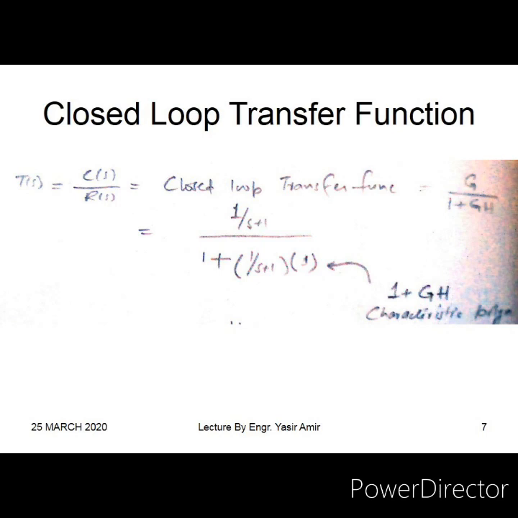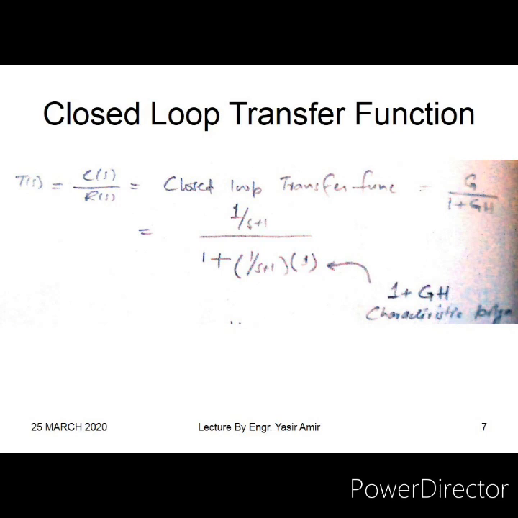It is on the basis of this formula given here, g upon 1 plus gh, that we get the closed loop transfer function. In this transfer function, in the denominator you see 1 plus 1 upon s plus 1 into 1, that is 1 plus gh, and we call it the characteristic polynomial.